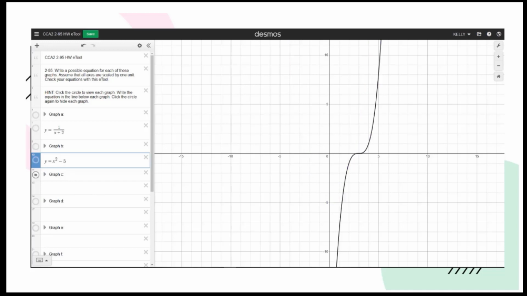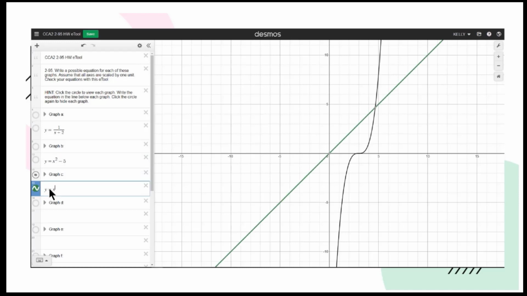Okay, so part C looks like a cubic function that has moved to the right. And so typically, let's go to C and type in y equals x cubed. All right, there's our cubic function, our cubic parent function. This is moved to the right, so we're going to need some parentheses here because this is a horizontal shift.